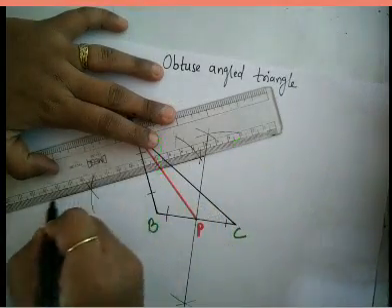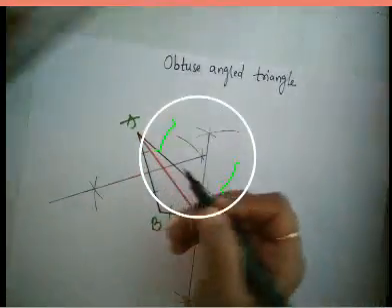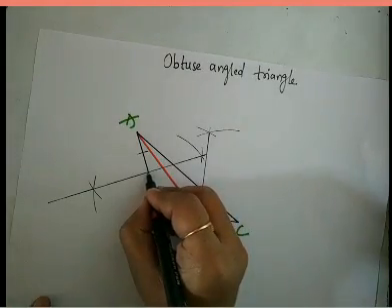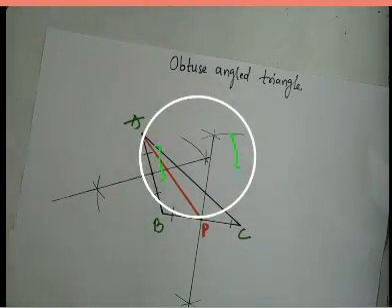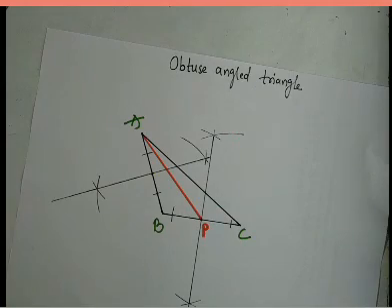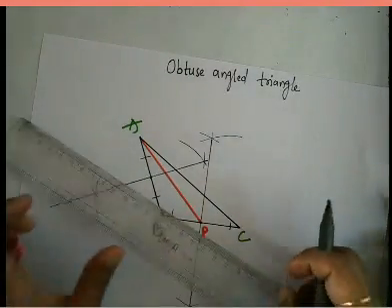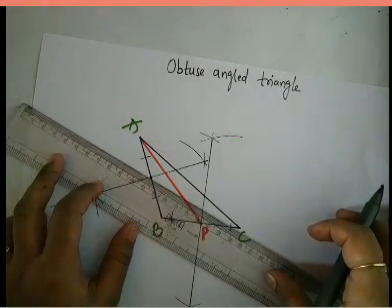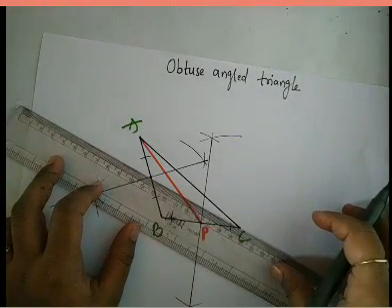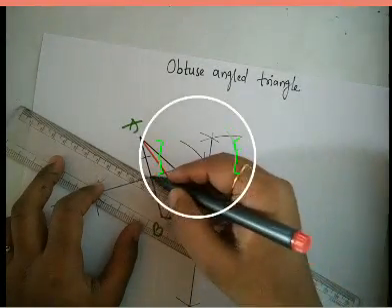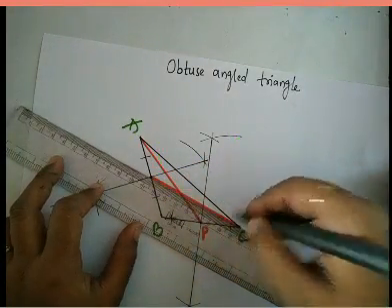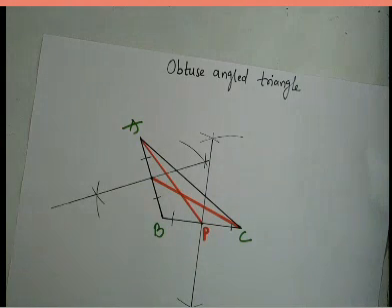Here I have joined them. Okay, so here you have got the midpoint, and this midpoint you need to join to the opposite vertex. The opposite vertex is C here, so I am joining it to the opposite vertex. Okay, this is my second median.